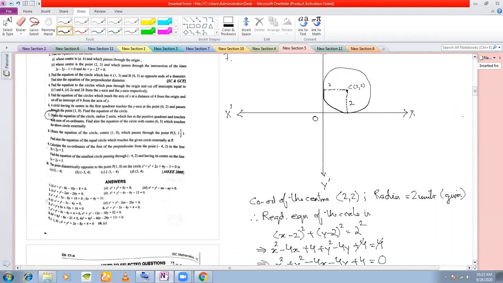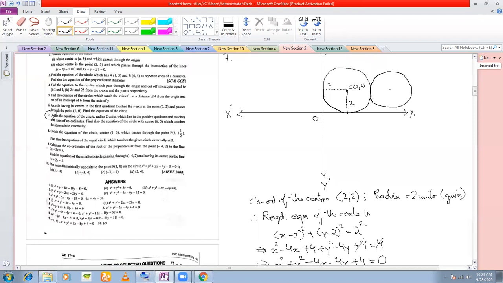Second part of the question: find also the equation of the circle with center (6, 5) and which touches the above circle externally. There is a circle that touches this. How will we do it, sir?